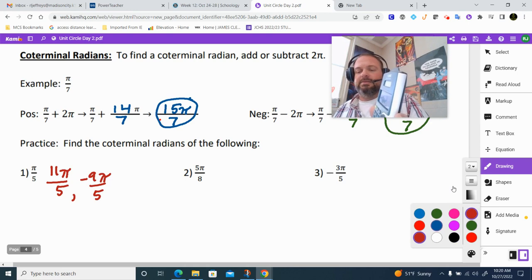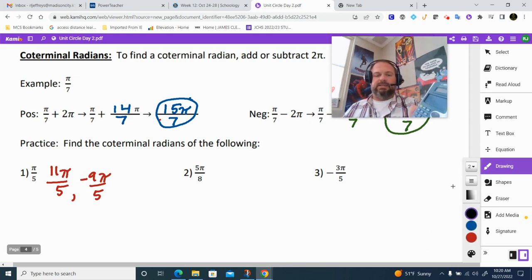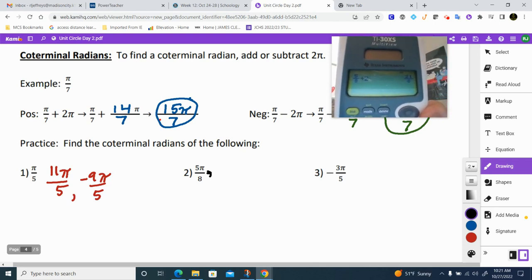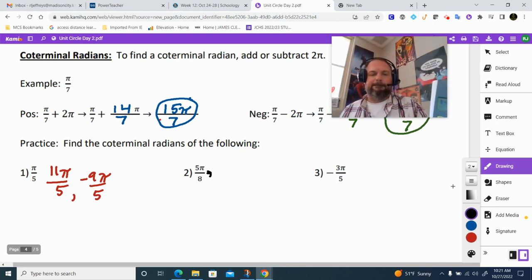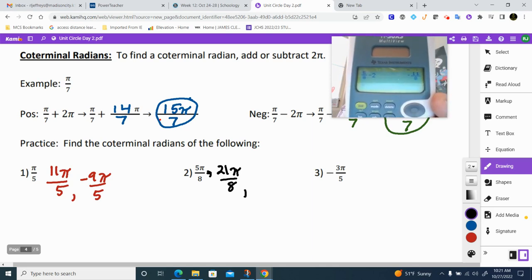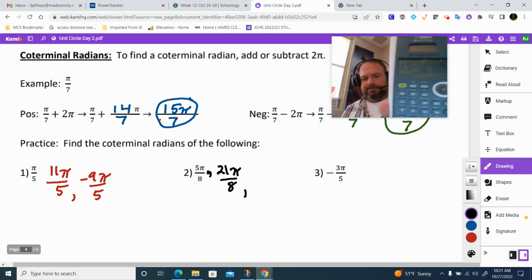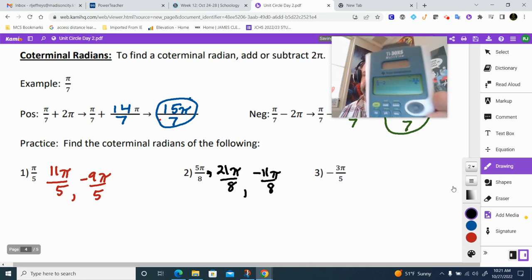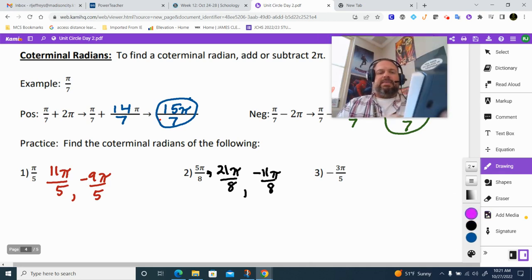Okay. So let's look at this one. We have 5 pi over 8. So 5 over 8 plus 2, that's 21 over 8. So this is 21 pi over 8. And the negative version is negative 11 pi over 8.